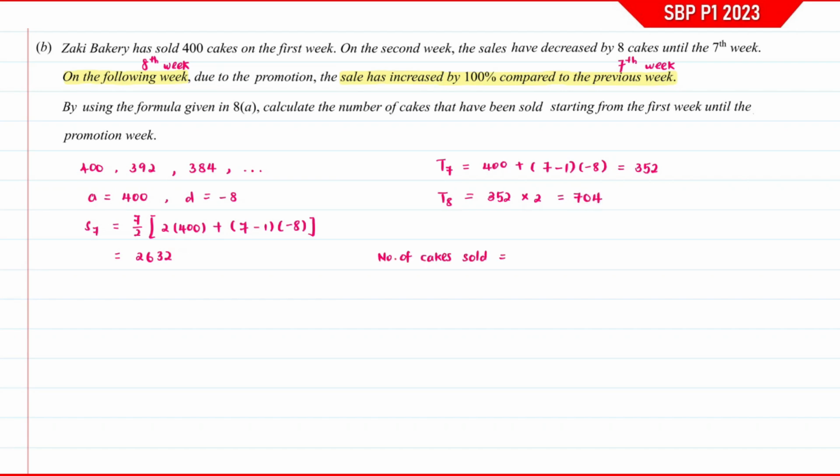So the number of cakes sold will be S7 plus T8, which is equal to 2632 plus 704, which is equal to 3336.